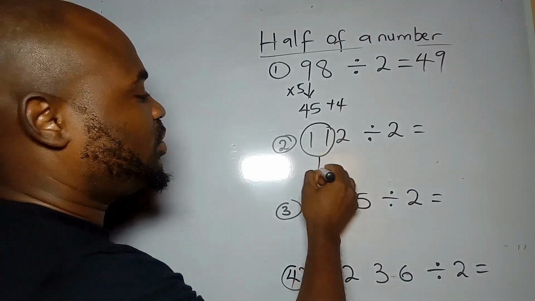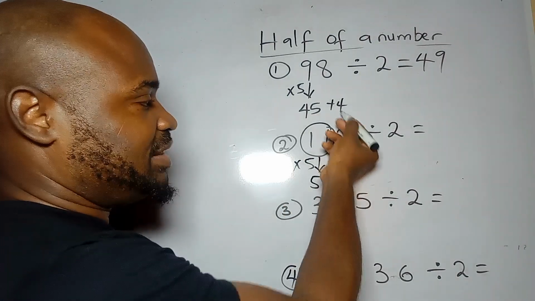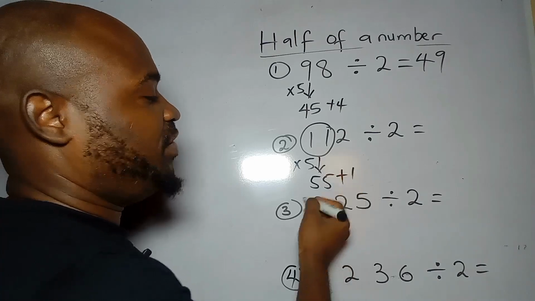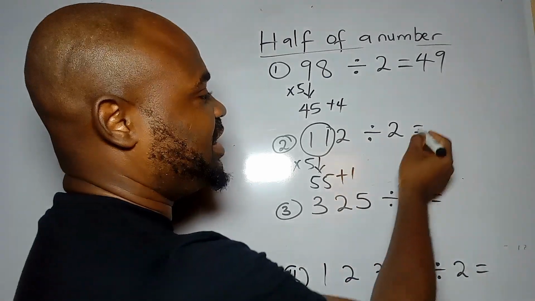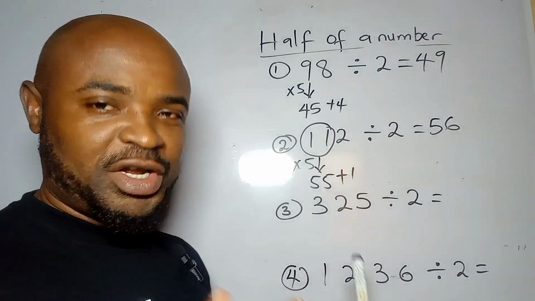So, 11 multiplied by 5, that will give us 55, right? And what is half of 2? 1. 55 plus 1 is what? 56. And 56 is what? Obviously, half of what? 112.